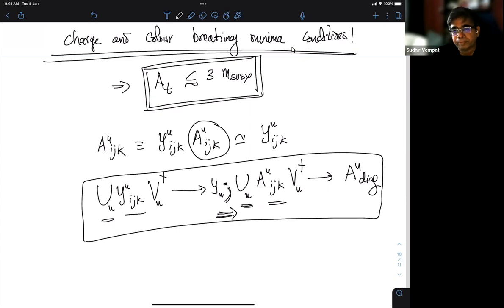That means the same matrix which diagonalizes Y^U also diagonalizes A^U. So this is a slight distinction between the left terms and the right terms. You assume them to be diagonal. In the Y^U case, the A terms, the trilinear terms, you assume them to be proportional to Y^U. Okay. I'll discuss the flavor violation in each of these cases. I may not go into the full details, but I'll give you a flavor before going into supersymmetry breaking.